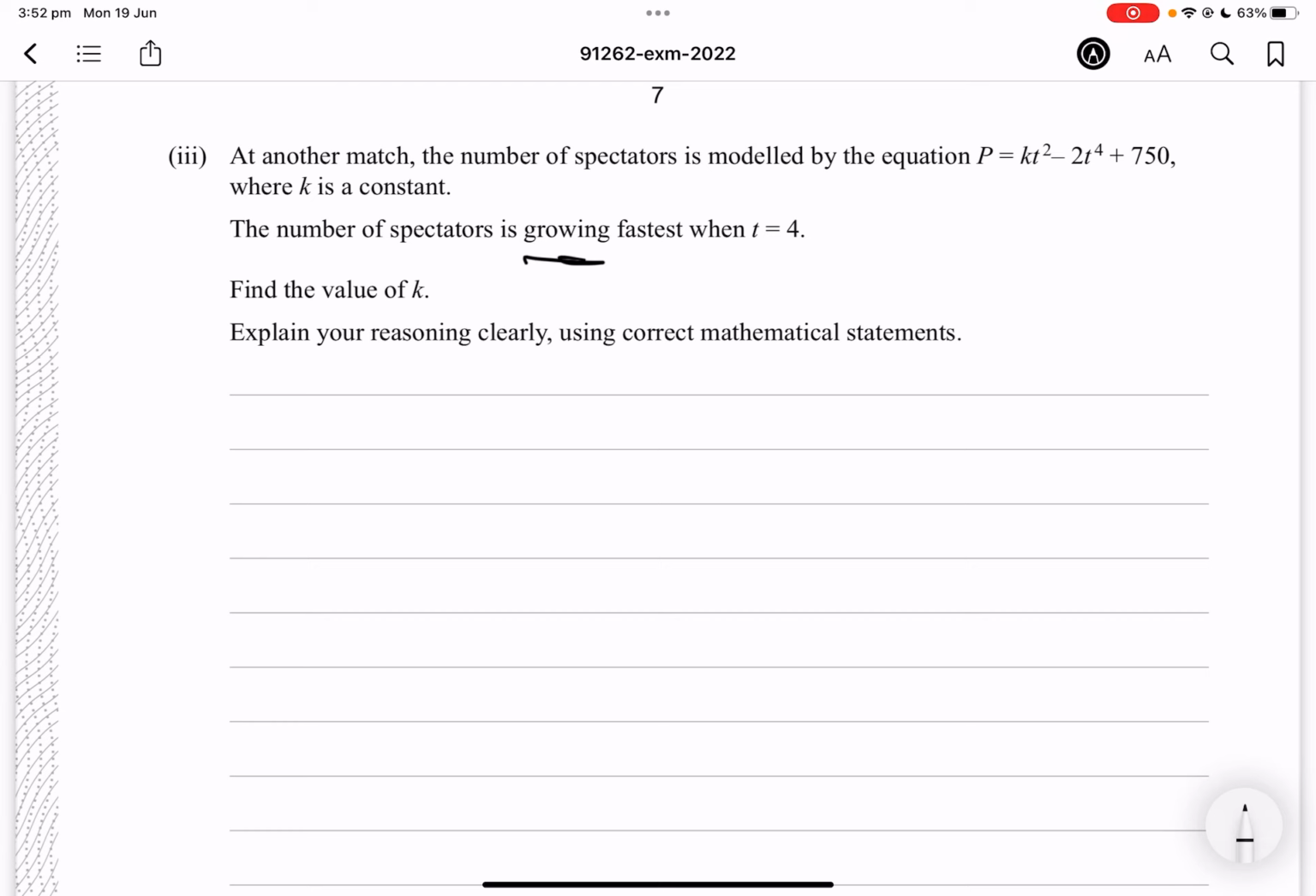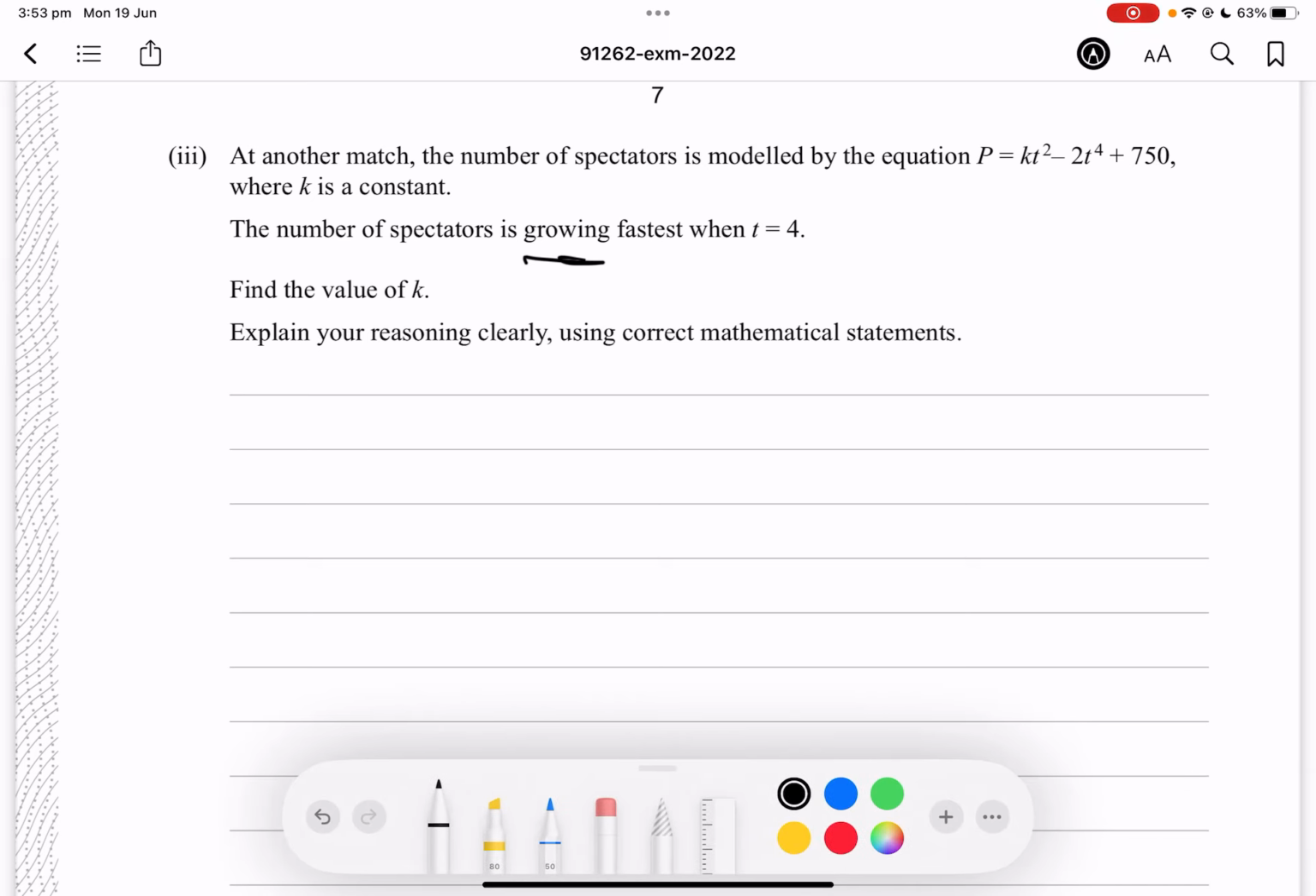The first derivative is when the rate of change is 0, but this is referring to when the rate of change is the fastest. So the fastest rate of the rate, basically. So in this case, we're going to find the second derivative rather than the first. So p dash equals to 2kt minus 8t cubed. So p double dash is equal to 2k minus 24t squared.